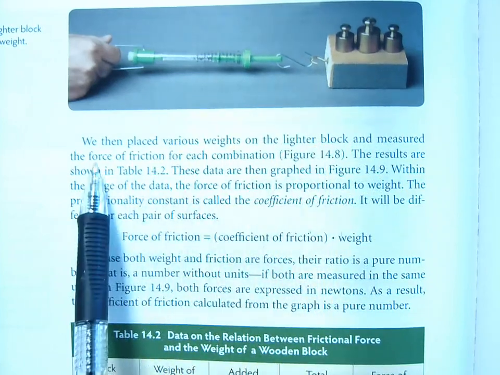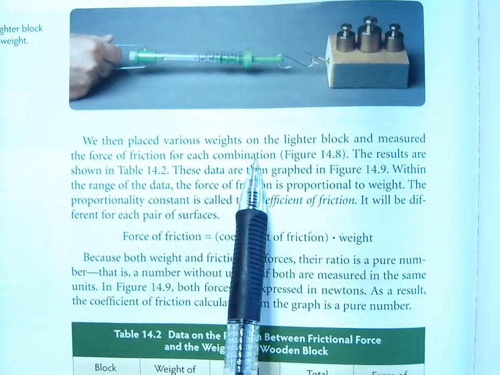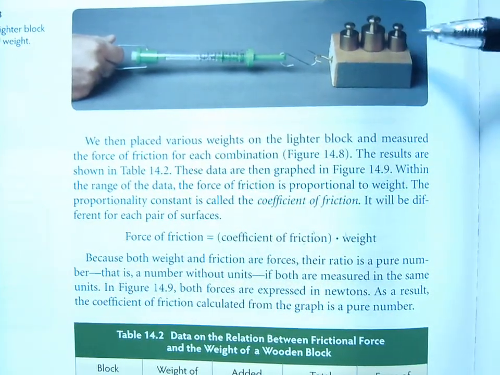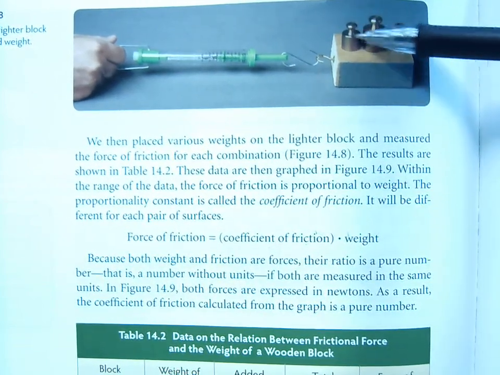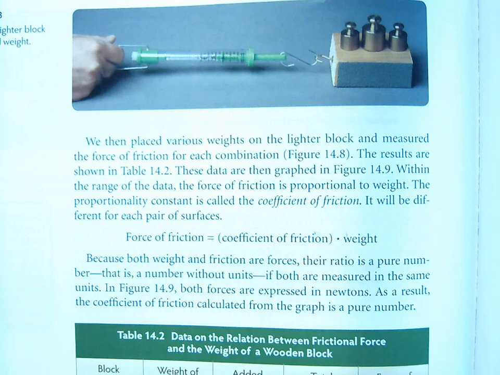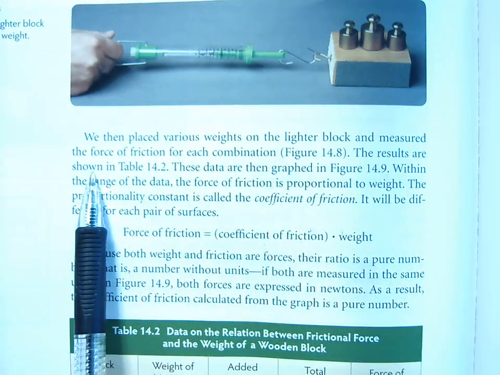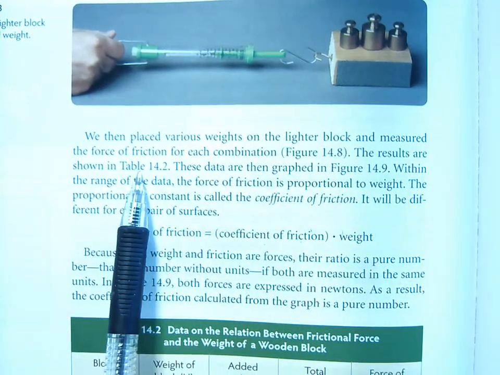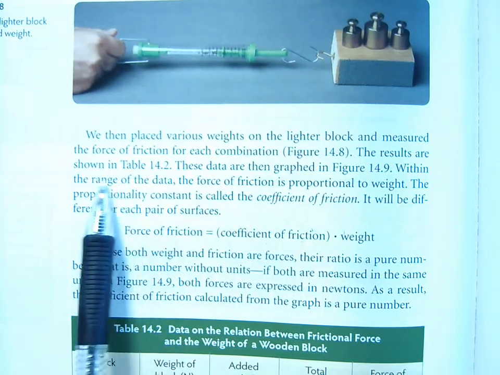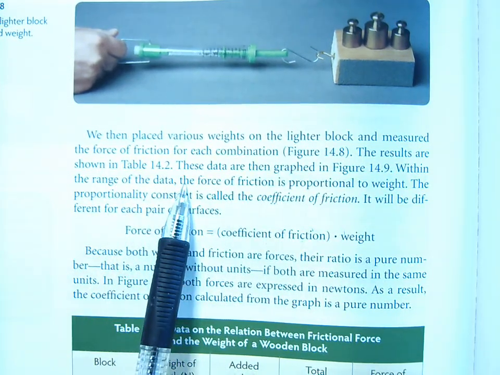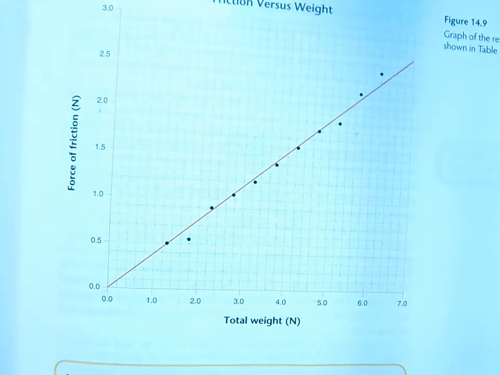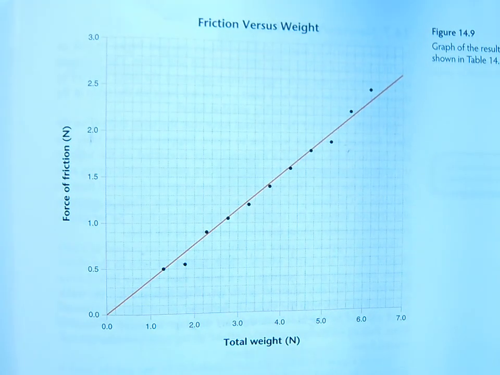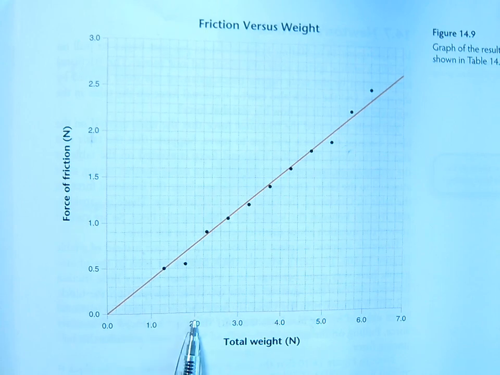So then they go on and they say, okay, then we placed various weights on the lighter block and measured the force of friction for each combination. By the way, you'll see some pictures like this when we go over the chapter 14 test, so understanding this is important. It says the results are shown in table 14.2. The data was then graphed. Within the range of the data, the force of friction is proportional to the weight. So let's take a look.